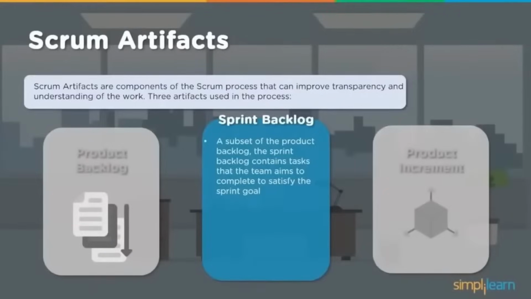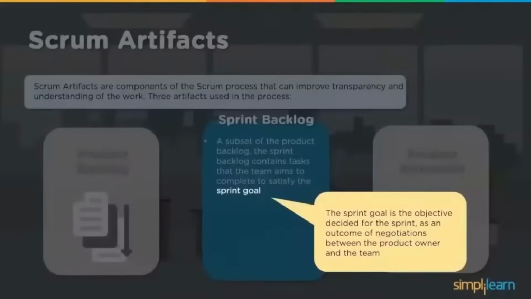The sprint backlog contains the tasks the team aims to complete to satisfy the sprint goal. So what is that sprint goal? Each of those time-boxed iterations will have a specific objective to accomplish. The sprint goal is the objective decided for the sprint as an outcome of negotiation between the product owner and the team. So what can be delivered, and how long it takes to deliver.